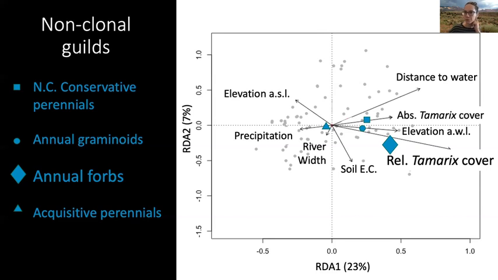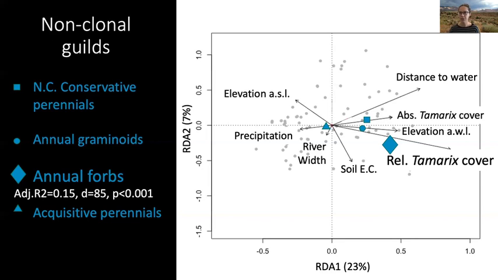We were able to do a follow-up analysis with mixed effects models, and we were able to show that annual forbs increased significantly with Tamarix cover. So there's some stats for you for that. So this guild actually has the highest number of invasive understory species also.